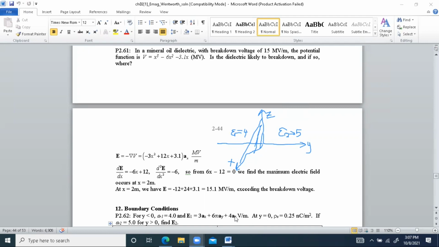So now, just look at E1, right? Remember it's in the XZ plane. So what is normal to the plane? The Y, sir. So 6 pi AY is normal. So write that down. E normal 1 is 6 pi AY.